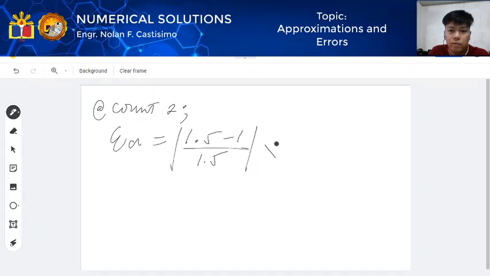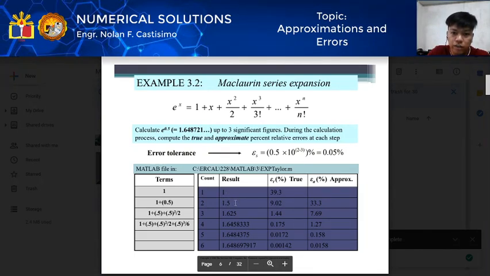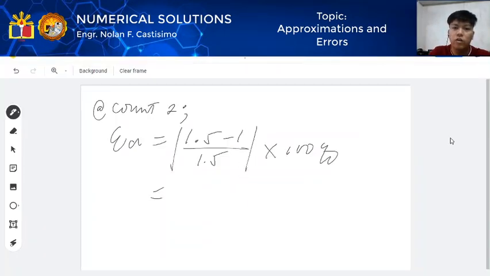Okay? So, ito naman, pangalawa natin. Next, at count 2. Okay? So, approximate relative error is equivalent to 1.5 minus 1 divided by 1.5 times 100%. Yung 1.5 ito yung current approximation natin kasi nasa count 2 tayo, and then yung previous natin is itong 1. Okay, ikino-consider natin is 3 significant figures. So, we have 33.3%.